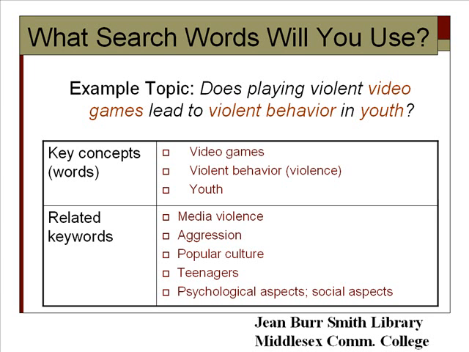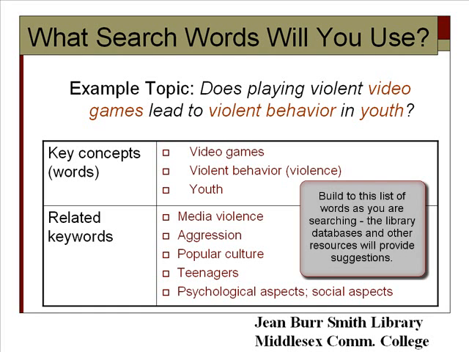The next step is to brainstorm a list of related keywords or synonyms. A thesaurus is good for this. In our example, you see that we have come up with media violence, aggression, teenagers, and more. These words will be used in searching for information on your topic. Now, this list is never really complete. As you are searching, you will be adding to your list of keywords that you can use, since the databases and other resources will suggest alternate words to you.